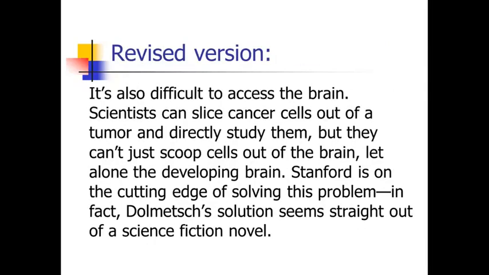It's also difficult to access the brain. Notice I still didn't get rid of the "it is." It's also difficult to access the brain. Scientists can slice cancer cells out of a tumor and directly study them, but they can't just scoop cells out of the brain, let alone the developing brain. Stanford is on the cutting edge of solving this problem. In fact, Dolmetsch's solution seems straight out of a science fiction novel. So notice that I got some great verbs in there, slice and scoop, and I cut some extra words. So now it's much more succinct and it's even a little better.